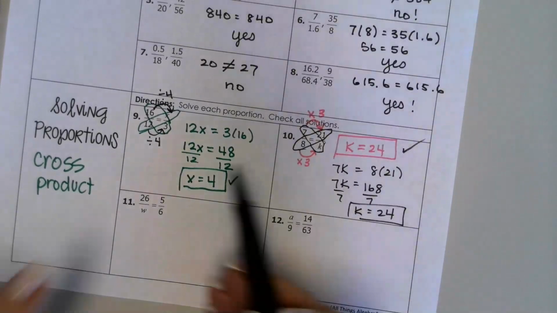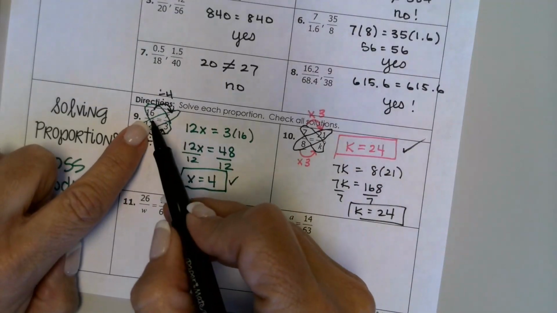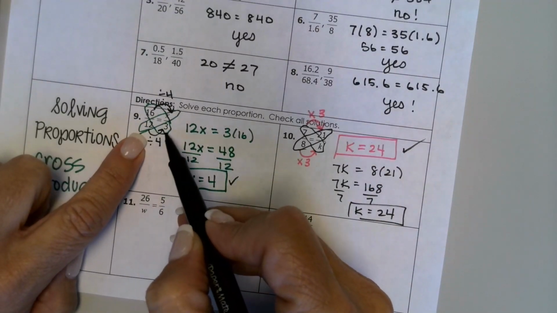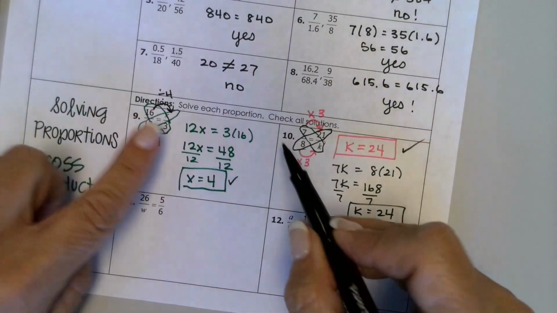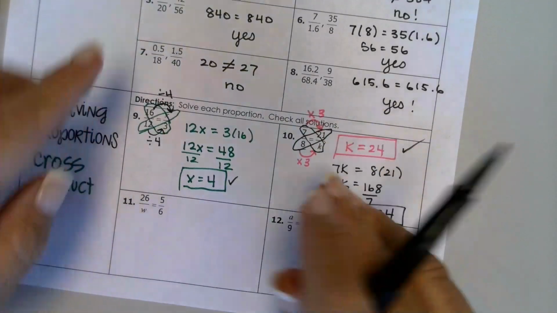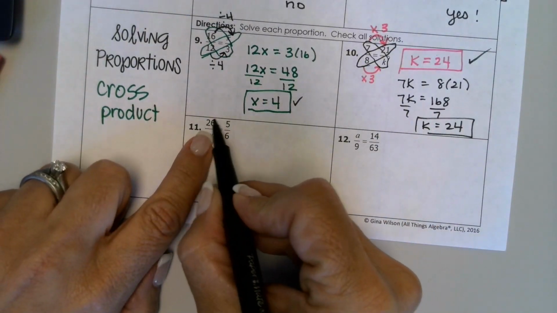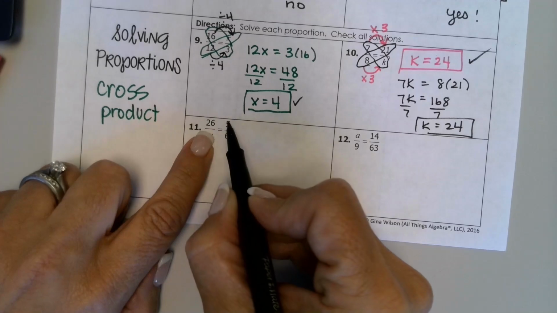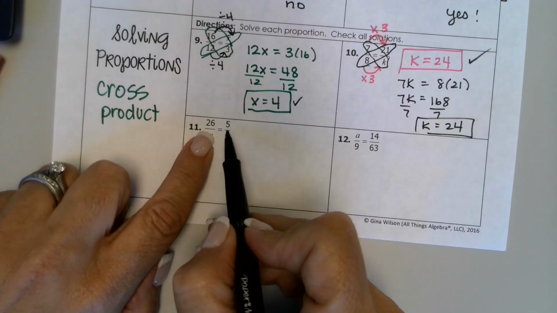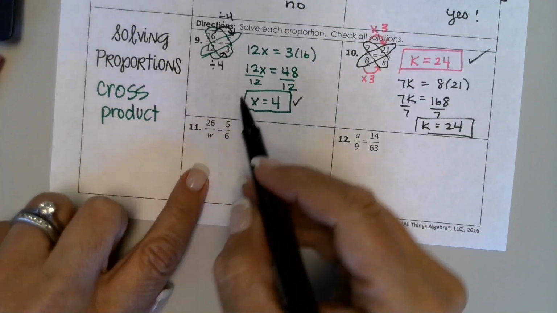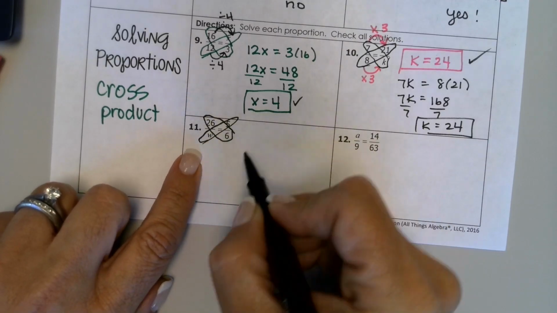All right. Now, this is a great method if everything is divisible. So if 12 divided by 4 equals 3, or if 7 times 3 equals 21, then this method is going to work. Now, that doesn't work down here for number 11. There's nothing I can do to 26 to make that equal 5. That doesn't work. Now, if this were 25, it would work, but it doesn't work going here. So the only way I can solve number 11 is with my cross products.